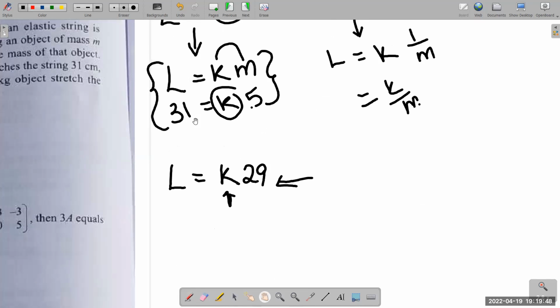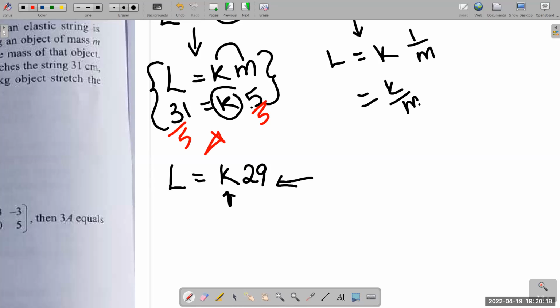We know we need to divide, we need to transpose. So to find K, we need to divide by 5 on both sides. So 31 divided by 5 as well. Do the long division, but 31 divided by 5 should be 6.2. Yeah, 6.2. Yeah, very good. 6.2.